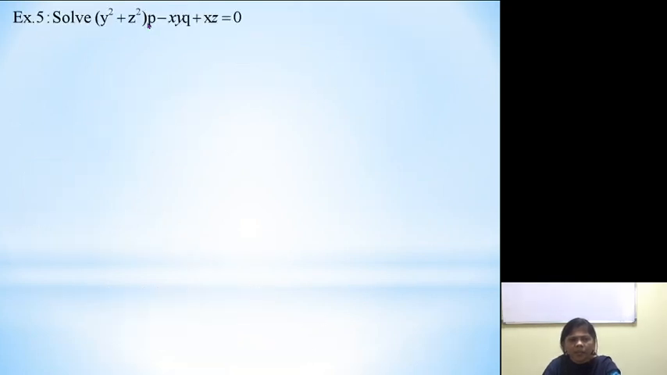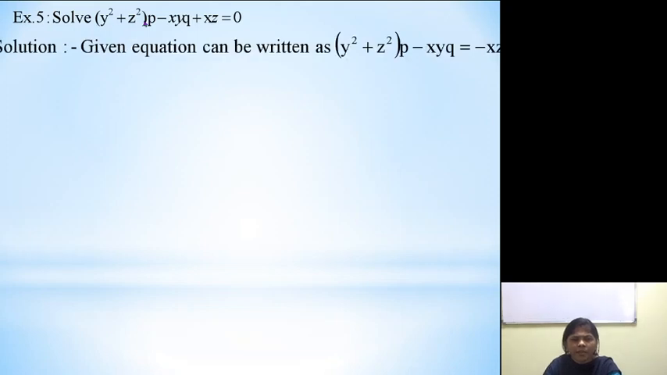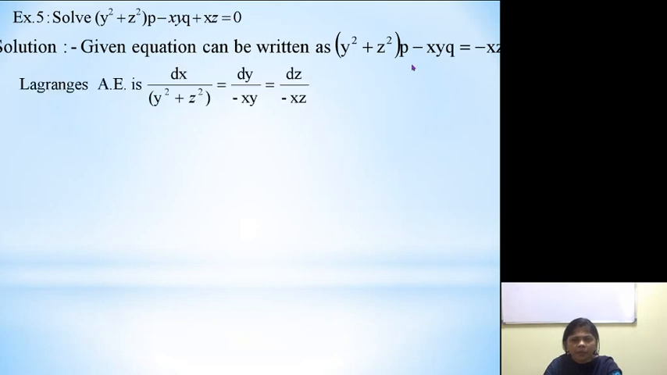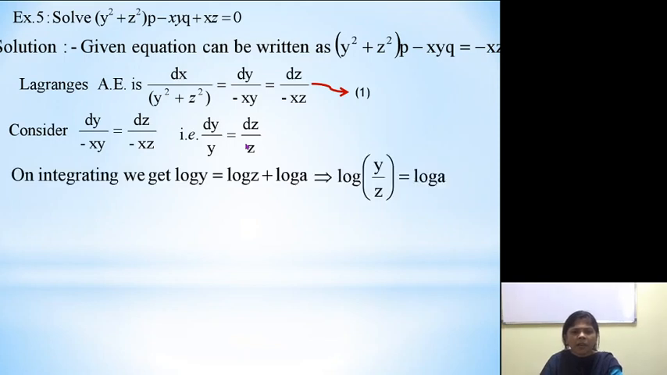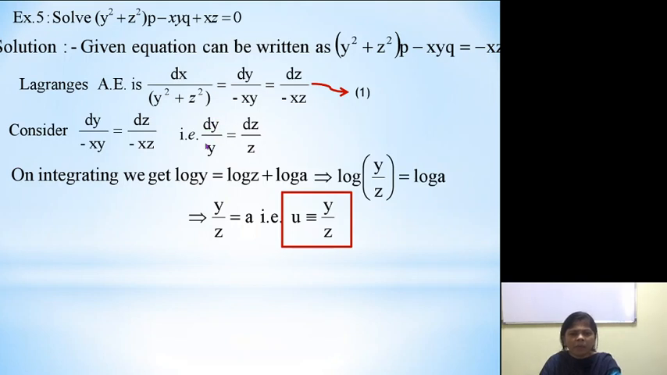Now let us have the next example, that is solve y square plus z square p minus 2y cube plus xz equal to 0. We will rewrite it in the standard form. Now here you can observe that I can consider the second and third fraction to get the solution. So considering the second and third fraction, x will get cancelled, minus x. You are left with this variable separable form, integrating and obtaining the answer. So in this problem, by using method 1, we get the first solution.